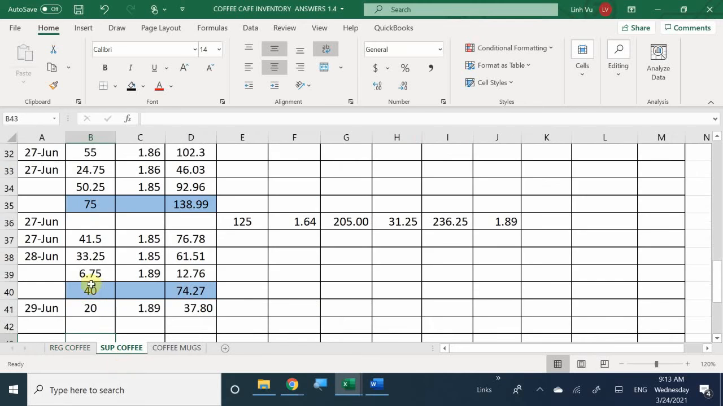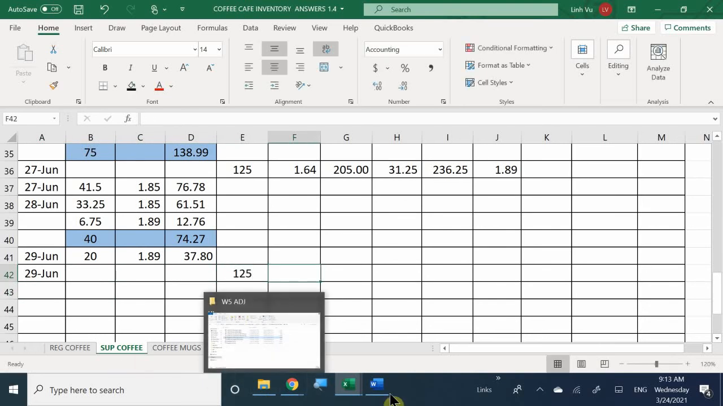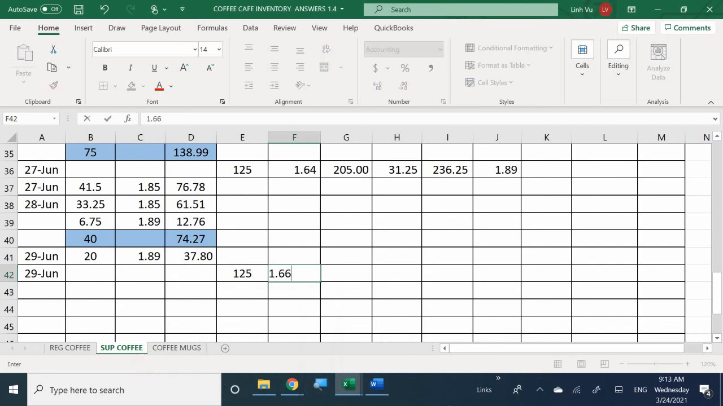So Supreme, it is $6.29, and we purchased 125 at $1.66, bringing my total to $207.50. So we're gonna stop there because we have to plug in our freight afterwards. So what's next?